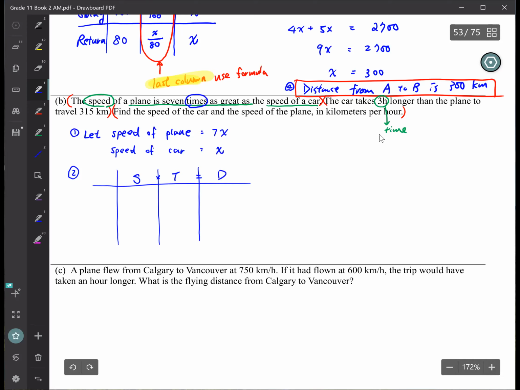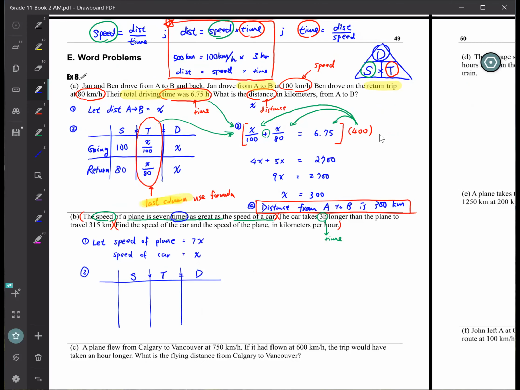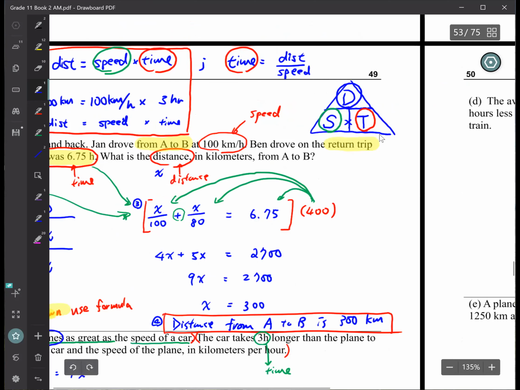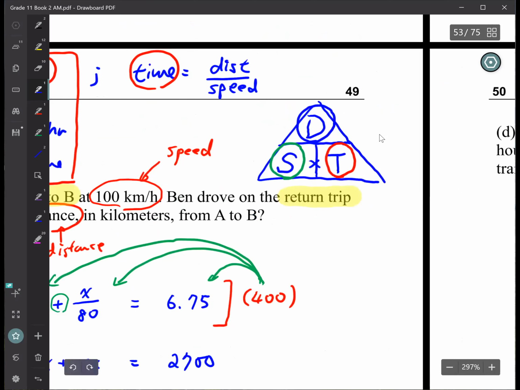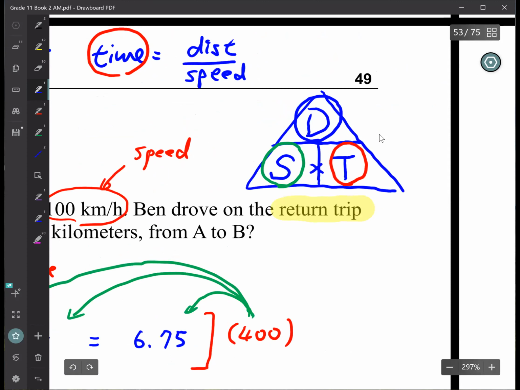That's the relationship. If you forget, you look at the triangle at the top. The green one: speed times time will give you the distance on the top, or speed is distance over t, or t is distance over speed. Whatever is on the bottom is in the denominator. Okay, so let's move back.